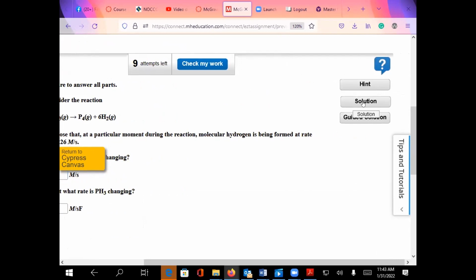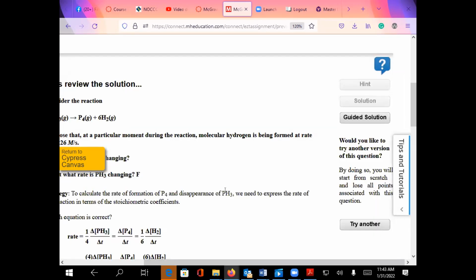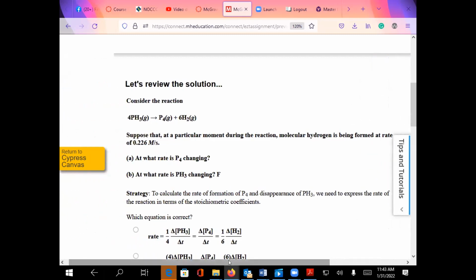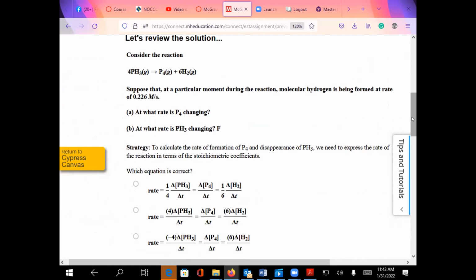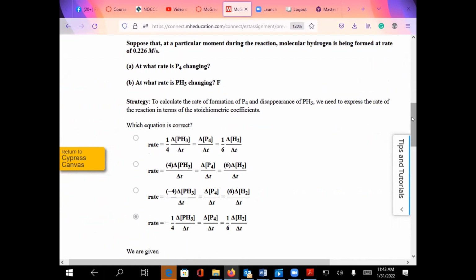Okay, solution. Are you sure you want to see the solution? If you choose yes, you will see the solution and score no points for this version. But look, it says, don't worry, you can try another version of this question. Okay, so yes, show me. Ah, look at this. Oh, okay, so it's giving me a strategy.